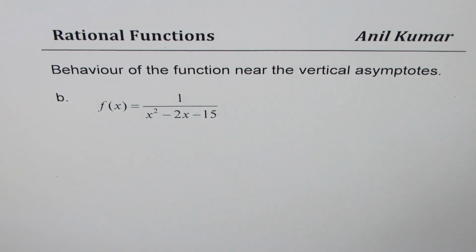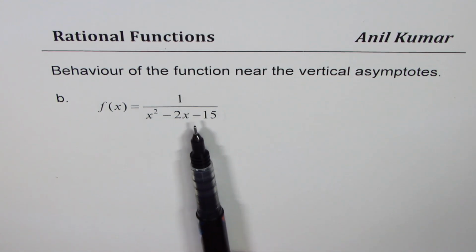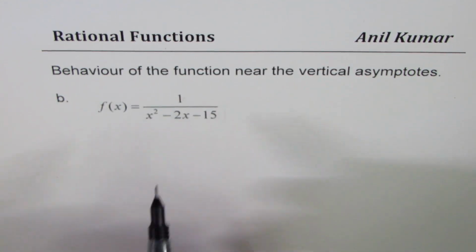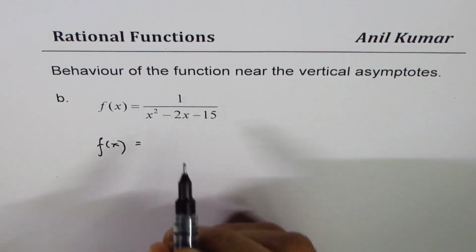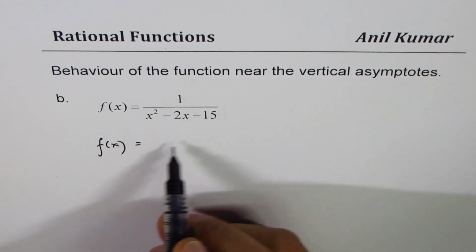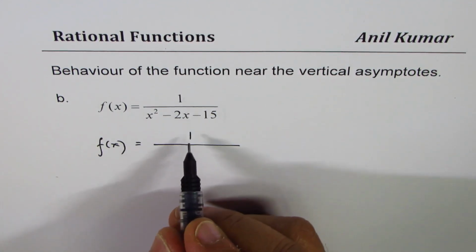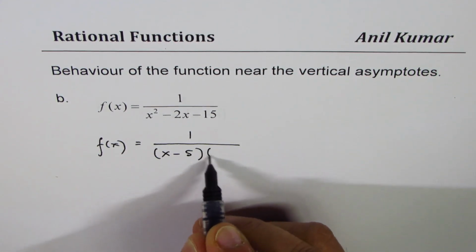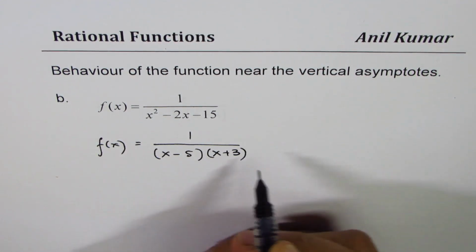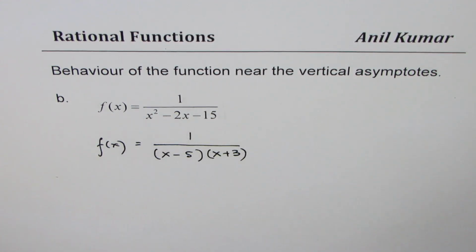Second example is f of x equals 1 over x squared minus 2x minus 15. So at times you may have two factors. We may write this as, we are looking for a product of minus 15 and a sum of minus 2. So a negative and a positive number: x minus 5 times x plus 3 will work for us, because when you multiply you get minus 15, and when you add you get minus 2.